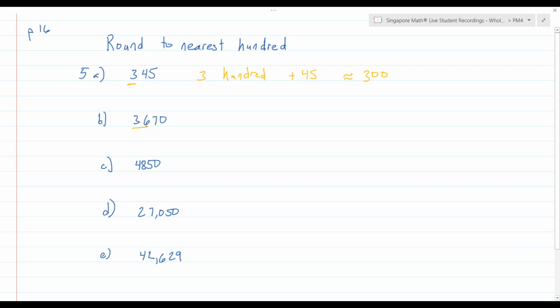Remember, you've got to look at how many hundreds you have. In this case, I have 3,670 more. So I'm closer to 3,700 than I am to 3,600.